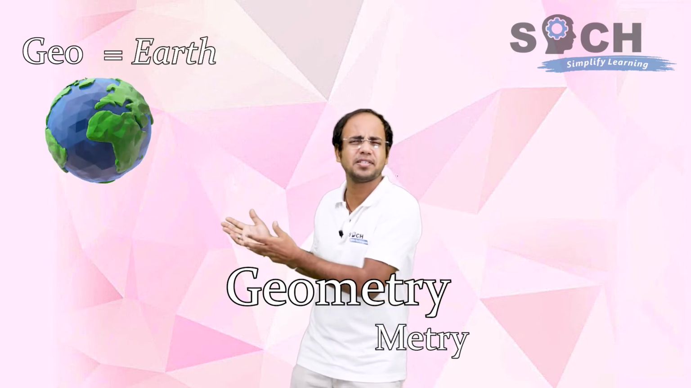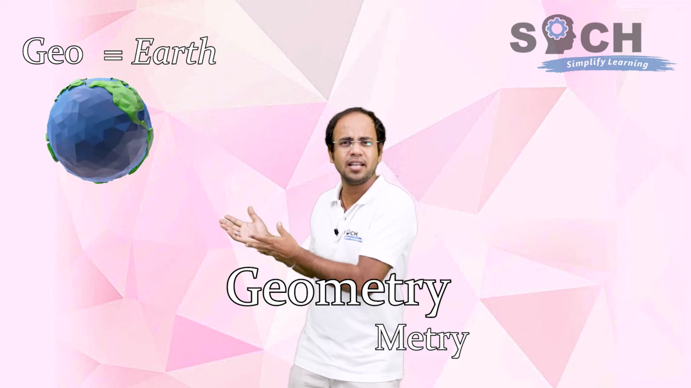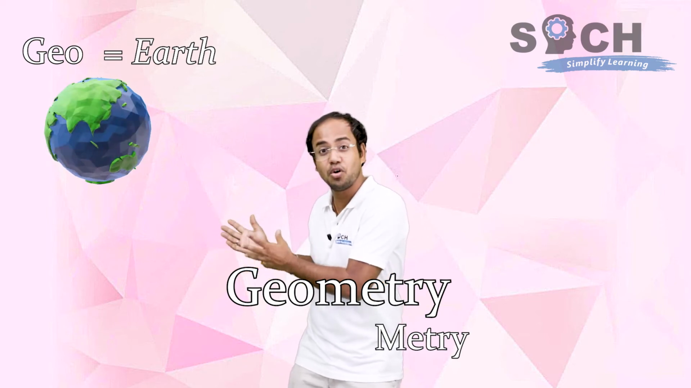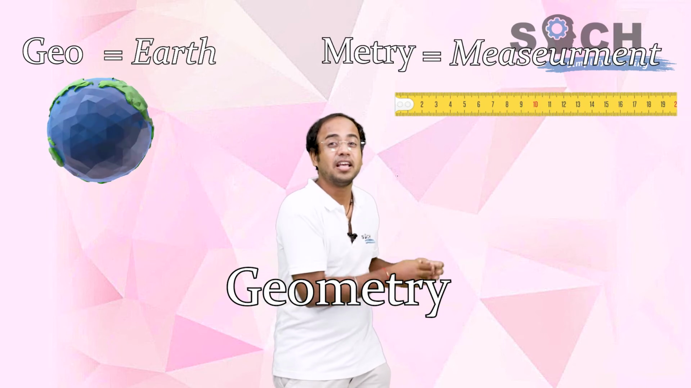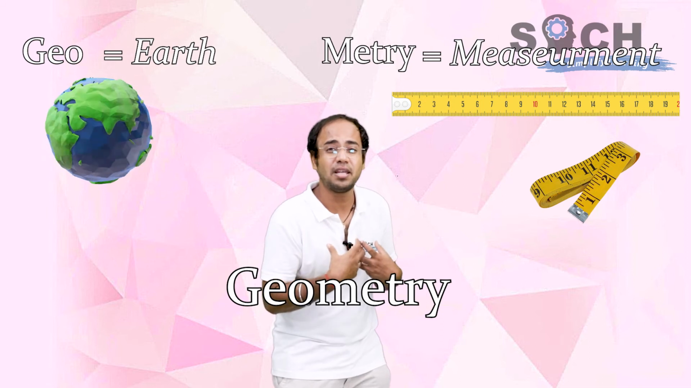There are so many shapes and sizes available in nature on our planet Earth. Geo means Prithvi. What is metri? Metri, as we understand, is measurement. So we are a curious animal.